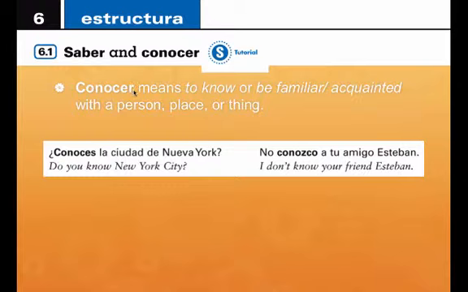However, conocer means to know or to be familiar with, acquainted with, a person, place, or thing. ¿Conoces la ciudad de Nueva York? Do you know New York City? Have you ever been to New York City? No conozco a tu amigo Esteban. I don't know your friend. So this means, are you familiar or acquainted with a place? Or are you familiar or acquainted with a person? This guy Esteban.